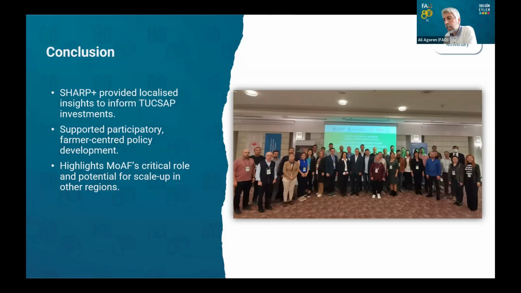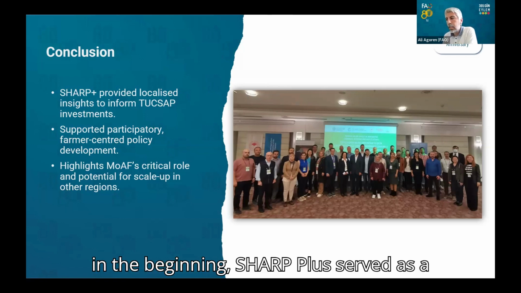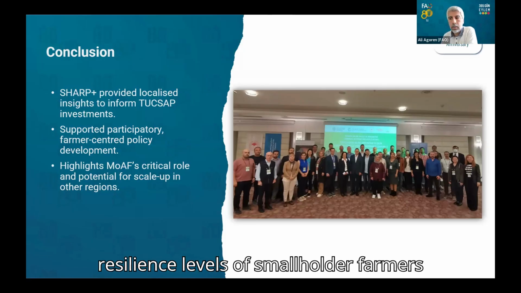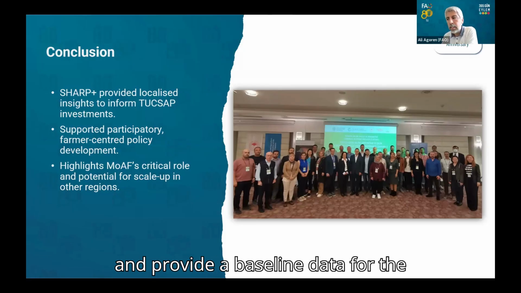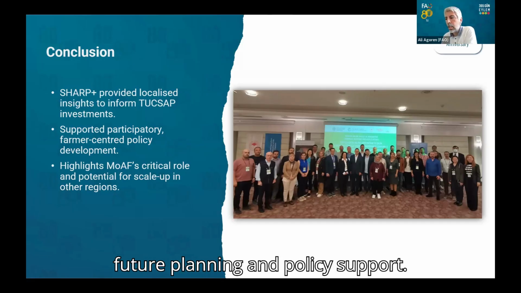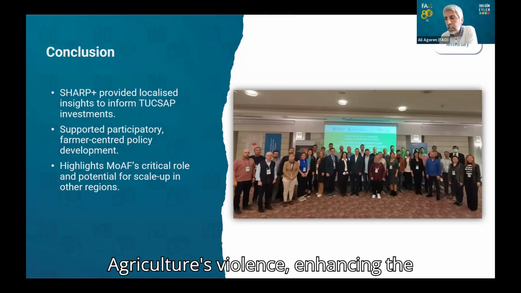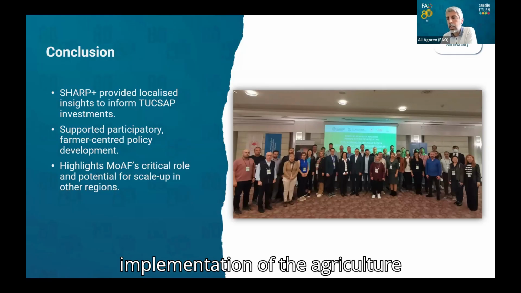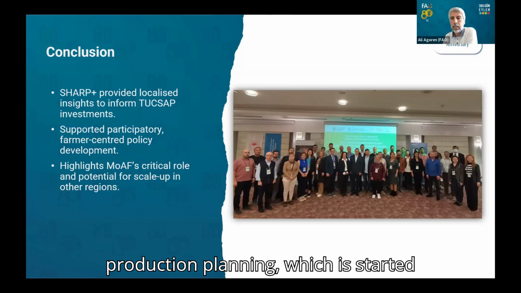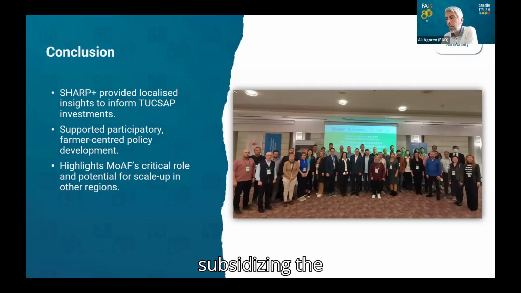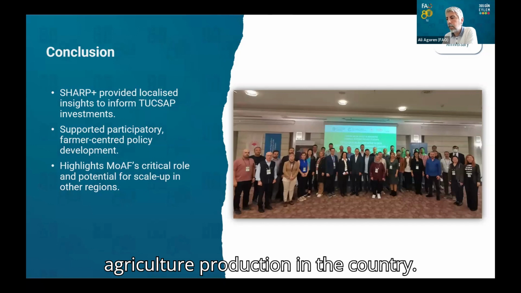farmers at the field. So as stated in the beginning, Sharp Plus served as a diagnostic tool to assess the climate resilience levels of smallholder farmers and provide baseline data for future planning and policy support. So this may help the Ministry of Agriculture in enhancing the implementation of the agricultural production planning, which started this year, and the new support model subsidizing the agricultural production in the country.